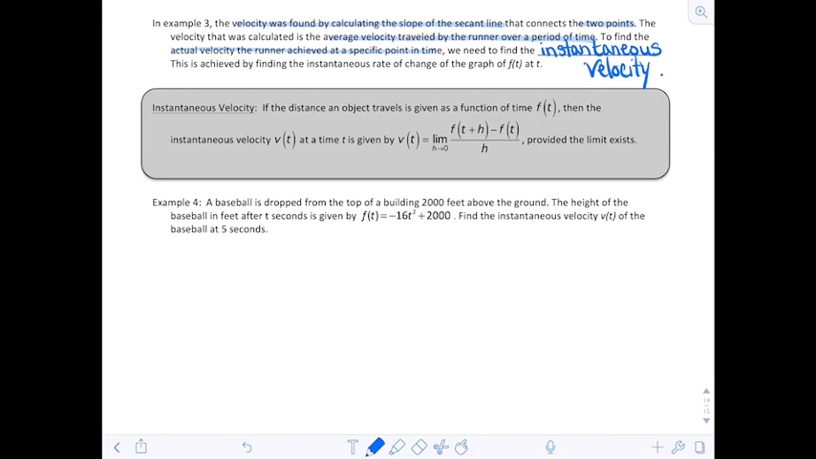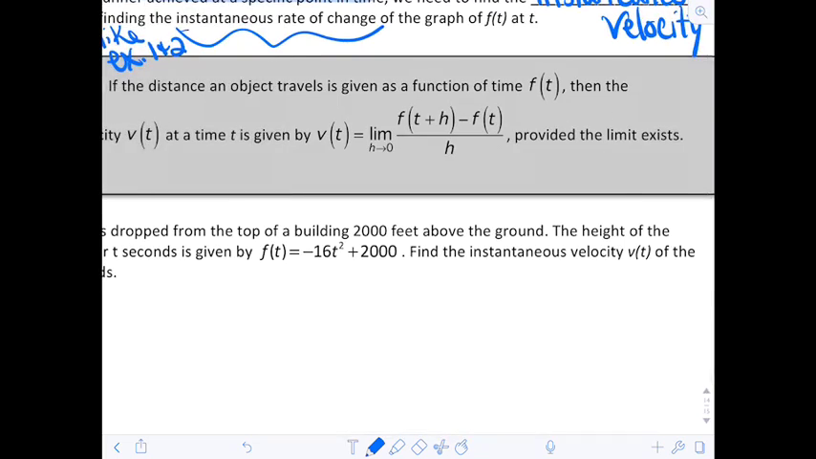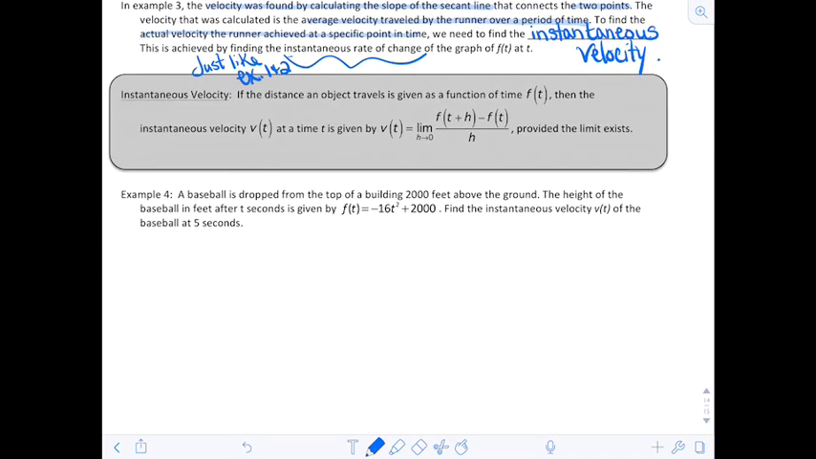Okay, this is achieved by finding the instantaneous rate of change of the graph of f of t at t. So what's exciting about this is we've already done this. This is just like example 1 and 2, only if you take a look at this function, where the x's were, they're now t's. So it is the exact same thing that we did. All right, only now they're going to present it to us in more of an application type sense.